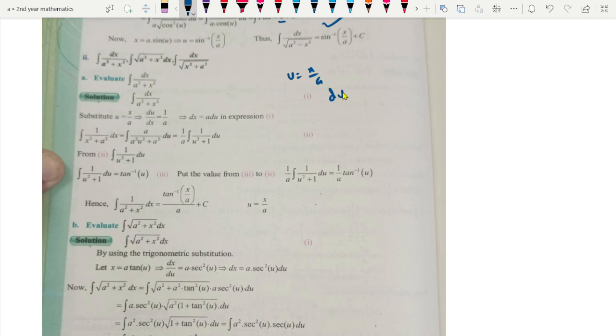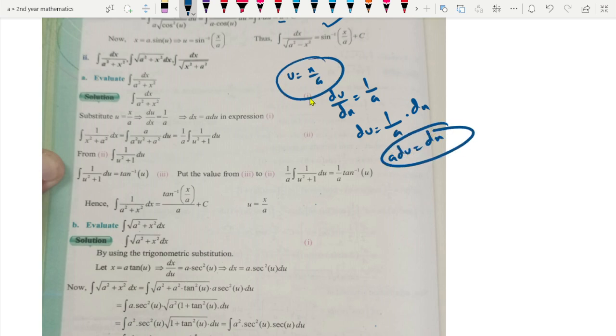So du divided by dx is equal to 1 divided by a. So du is equal to 1 divided by a into dx. Simply putting the values, so this is equal to a du is equal to dx. So dx is equal to this one, and u is equal to this one, and x is equal to u into a. So putting all the values, u is equal to x divided by a, du divided by dx is equal to this one, dx is equal to this one.